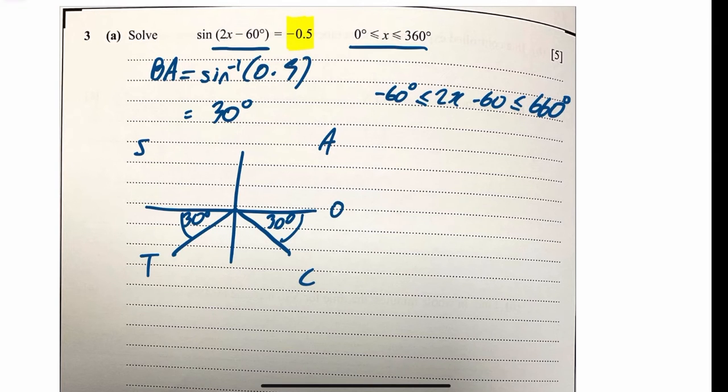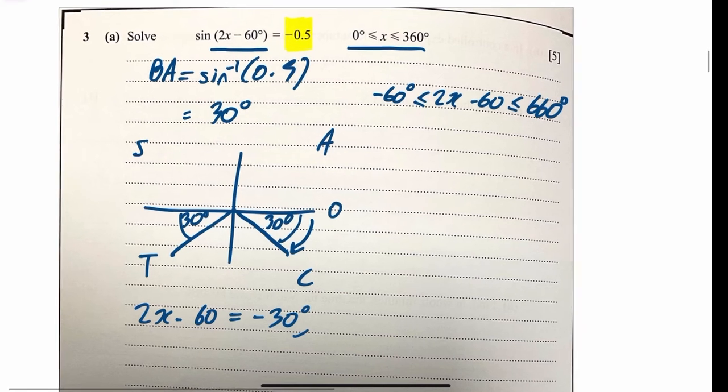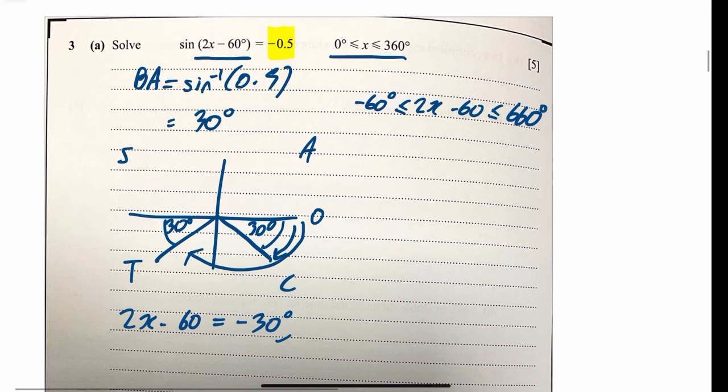This is your 0, remember? And I'm going to do the negative one first. So you're going to have 2x minus 60 is equal to negative 30. And if I went around this way, this would be beyond minus 60 degrees, so we're going to ignore that one. I'll get rid of that wee arrow to avoid any confusion. The next one then is going to be going the positive way.